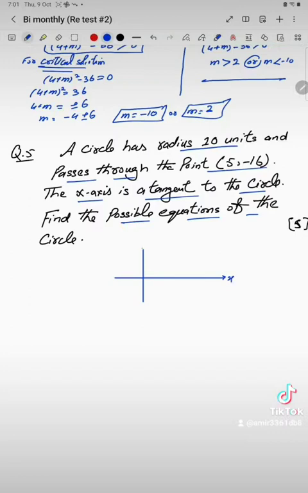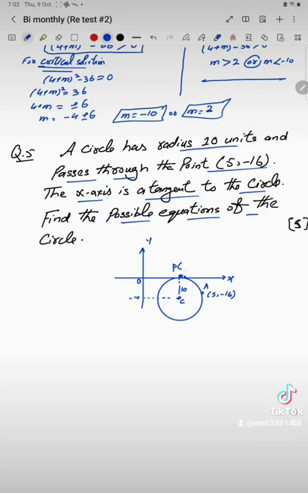Roughly sketching, this is the x-axis, this is the y-axis. The x-axis is a tangent, so I can say the circle can be like this even. Right? So x-axis here. This is the center, and the point on the circle is (5, -16), and the radius is 10, so this is 10. So below the x-axis it will be minus 10, right? So this is the center, and the point (5, -16) is lying on the circle.